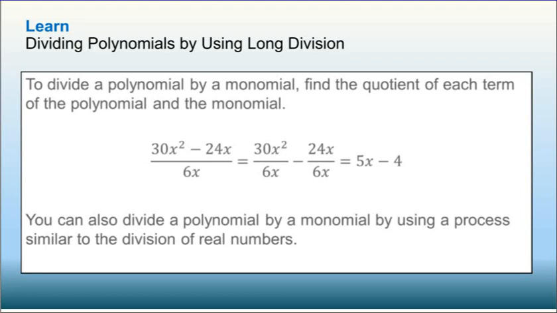So here, they're just factoring out the greatest common factor, which was 6x, and they're dividing 6x by each term, and you're left with 5x minus 4.